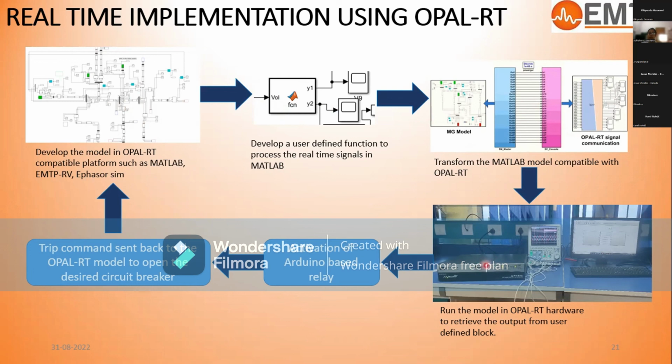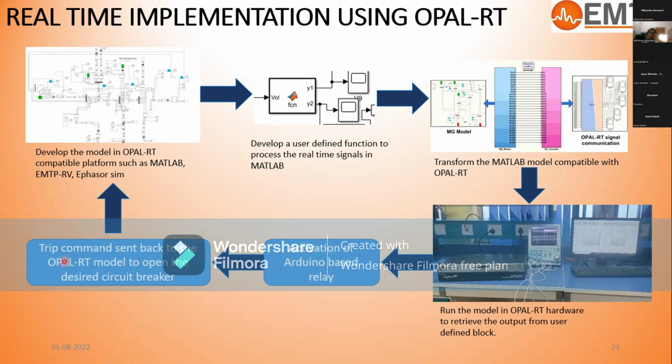Now those signals have to be used to activate the relays. The hardware for relays can be created using Arduino-based relays. Arduino is compatible with this OpalRT, and we can design a relay, and the purpose of the relay is just to receive the trip command from OpalRT, and the Arduino-based relay will just trip itself, or it will generate the trip command or close some circuit. So that is again a hardware part.